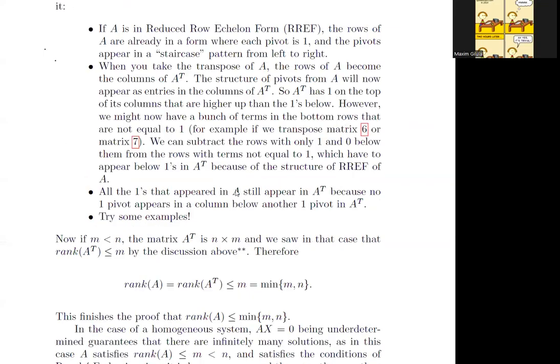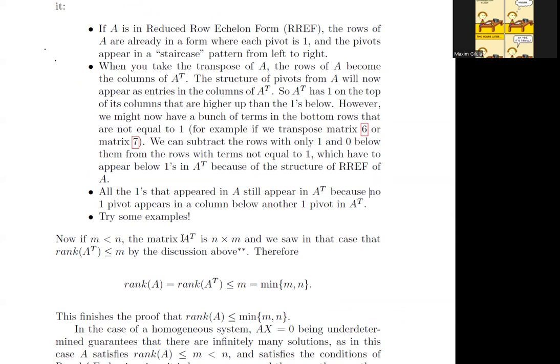All the ones that appeared in A still appear in A transpose. Nothing happened with those because of the conditions on RREF. No one pivot appeared in a column below another one pivot in the original one. And same thing in A transpose, once we row reduce, we still have that one left over. Try some examples to convince yourself.